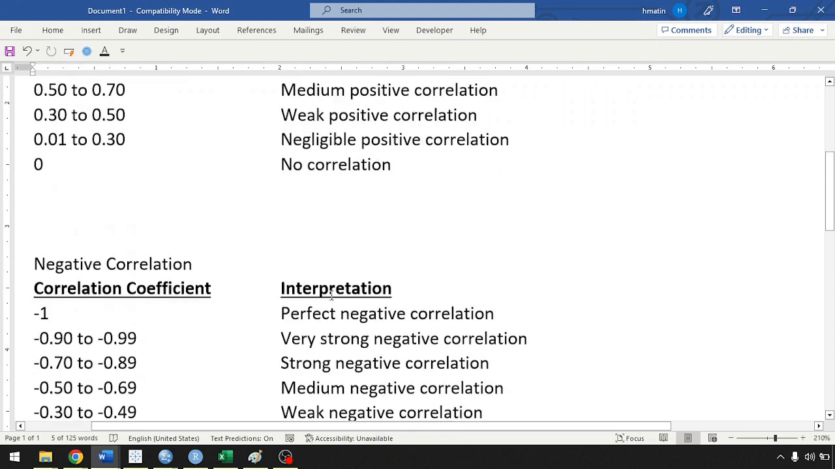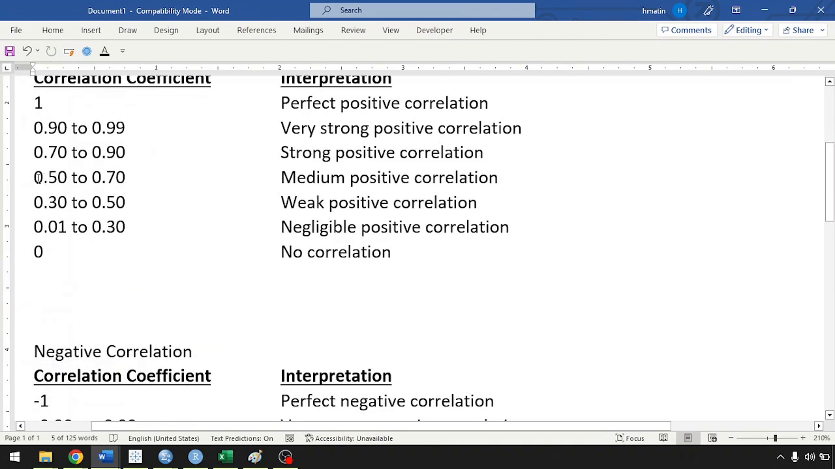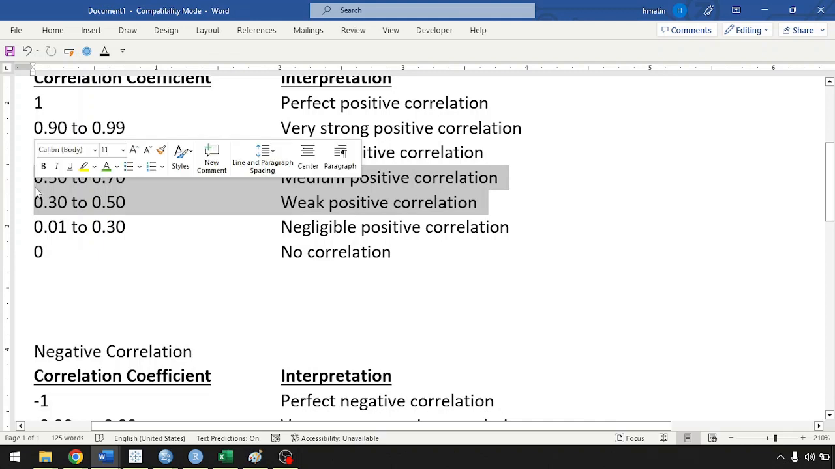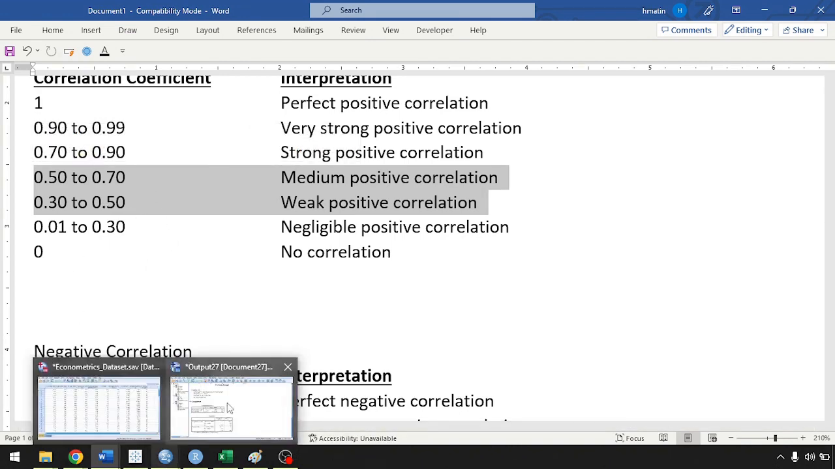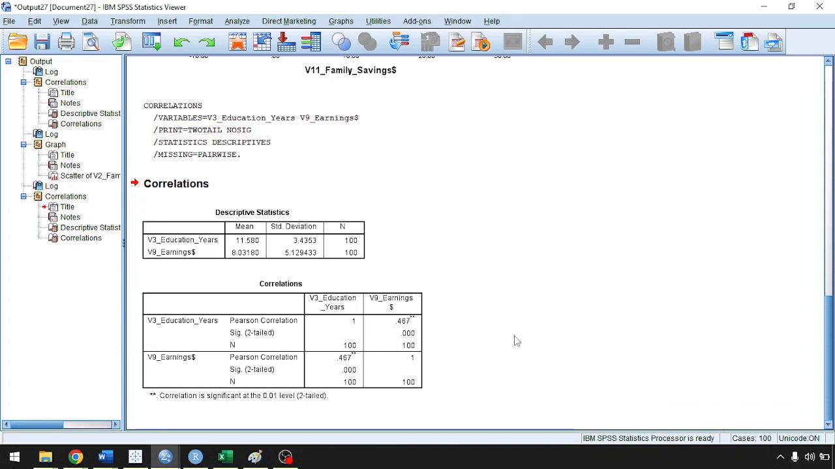0.467 falls somewhere here between these two. So we can say it's between a weak and medium positive correlation. We can actually even call it a medium positive correlation because it's very close to 0.5 and it's not standardized. Since this is halfway between 0 and 1, with 0 being the least and 1 being the highest, then we can say it's medium. It has a medium positive correlation. In other words, when the years of education goes high, the earning goes high.